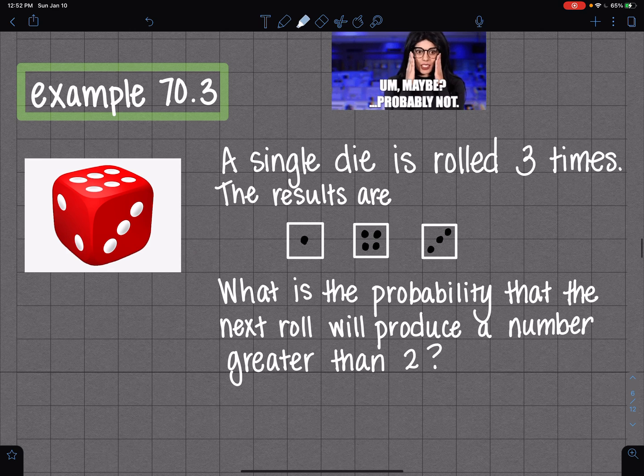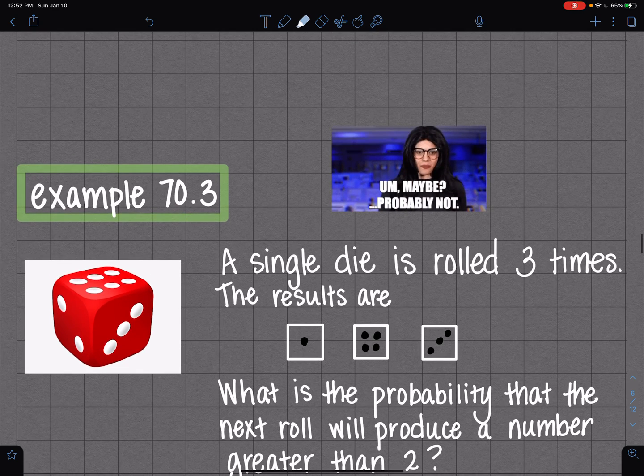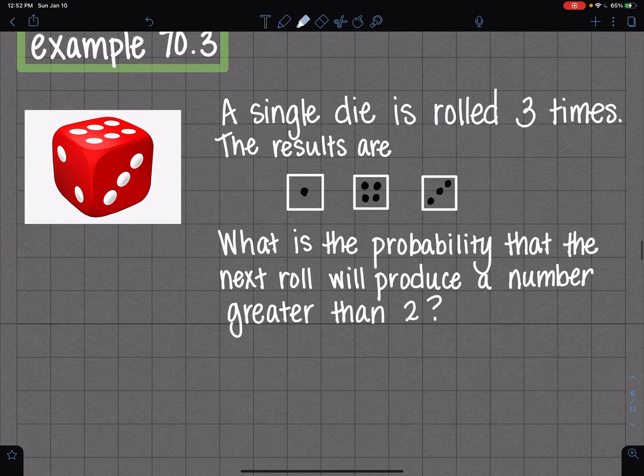Example 70.3. This lady is saying, maybe, probably not. She doesn't strike me as someone that knows a lot about probability, so I'm just going to get rid of her. All right, example 70.3. It says a single die is rolled 3 times. The results are 1, 4, and 3. What's the probability that the next roll will produce a number greater than 2?